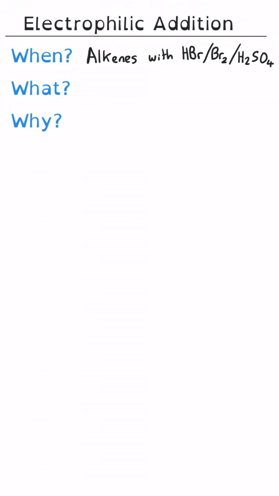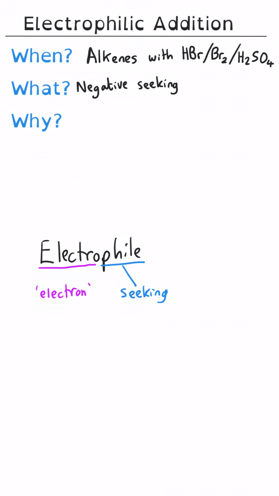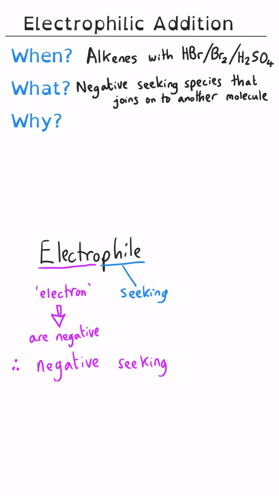This means that if you see an alkene as one of the reactants, particularly with one of these three other molecules, you are going to be asked about electrophilic addition. So what is electrophilic addition? Well, an electrophile is a negative-seeking species that will join on to another molecule. The etymology of the word: electro is like electrons. Electrons are negative, and philic is seeking, so electrophiles are negative-seeking.